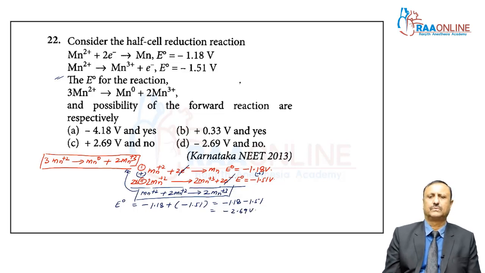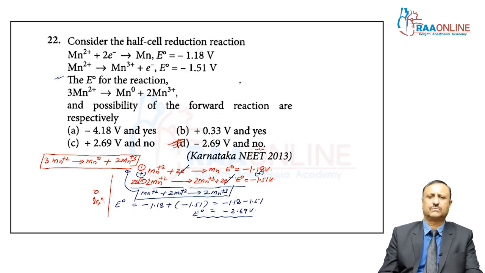So, my dear students, question number 22, your answer is minus 2.69 volt. So your answer is D. D is the correct option. Here minus 2.69 volt is option D. My dear friends, the reaction is not going in the forward direction. Why? Because here E naught is negative. When the sign is negative, the reaction does not go in the forward direction. So, my dear students, this is question number 22.